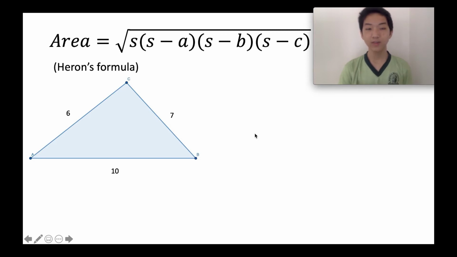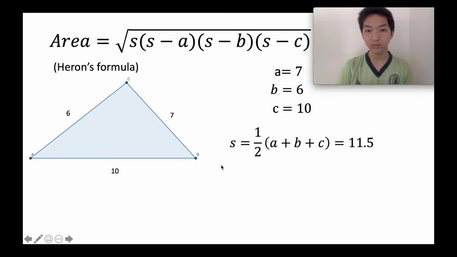Next, I'll be going over Heron's formula for the area of a triangle. So here, S is the semi-perimeter, which means you find the perimeter and you divide it in half. So to find the perimeter, you add up the sides, right? So A equals 7, B equals 6, and C equals 10. So now we find the semi-perimeter, which is 1/2 (A plus B plus C), which is 11.5.